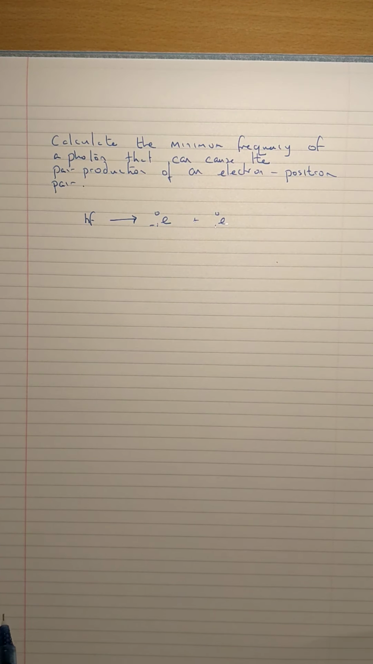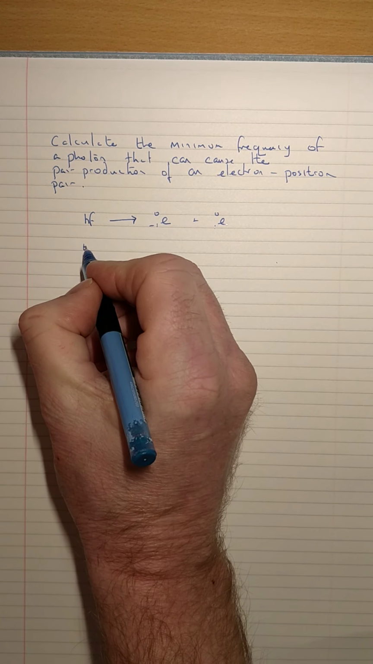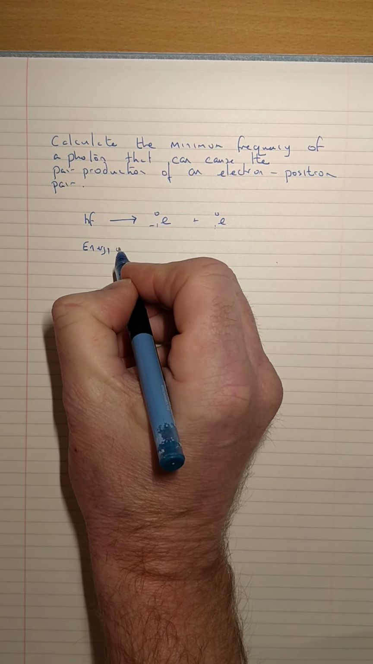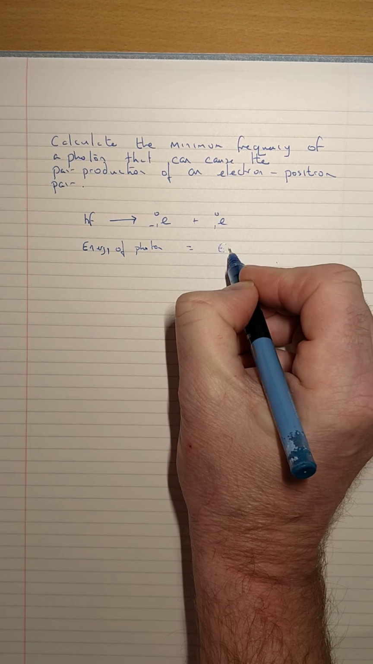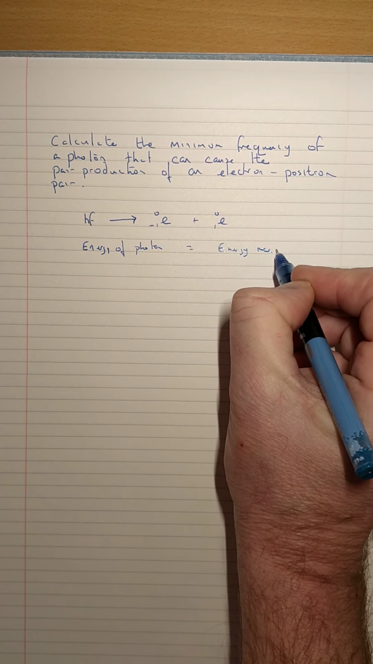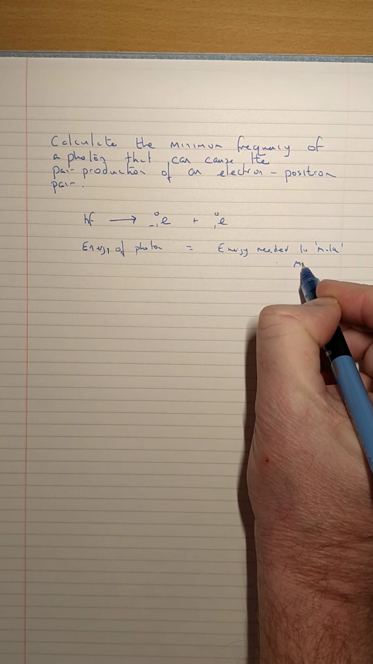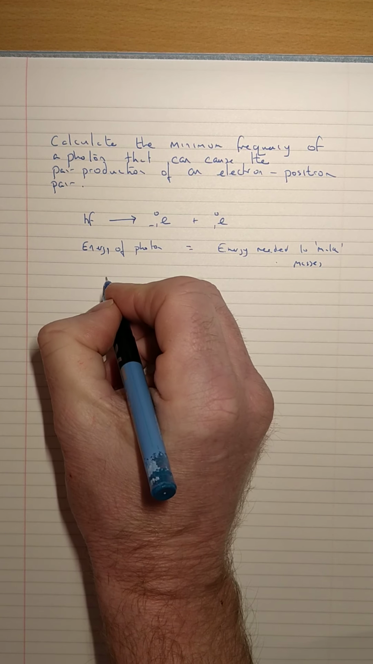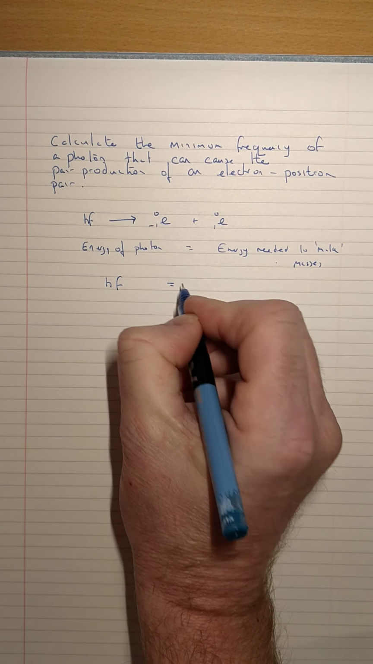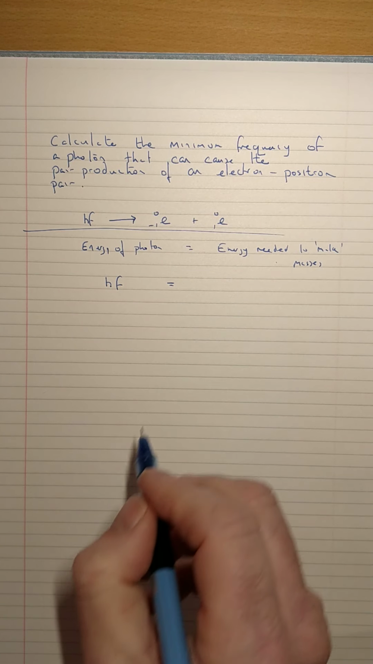Now the mathematical version of that is the energy before will be the energy of the photon. So we'll write it down. Energy of photon equals energy needed to make the masses. Okay, right. So the energy of the photon is going to be HF. Equals, when we're in equals, this is a maths question. Remember, that's the nuclear equation, this is a maths equation. The energy needed to make the masses.